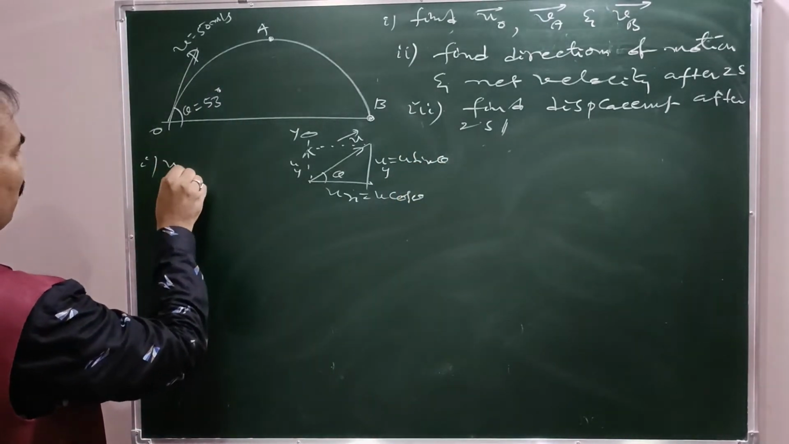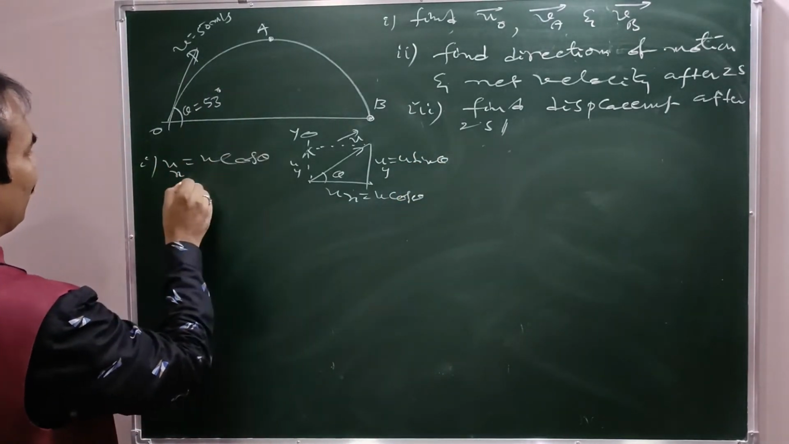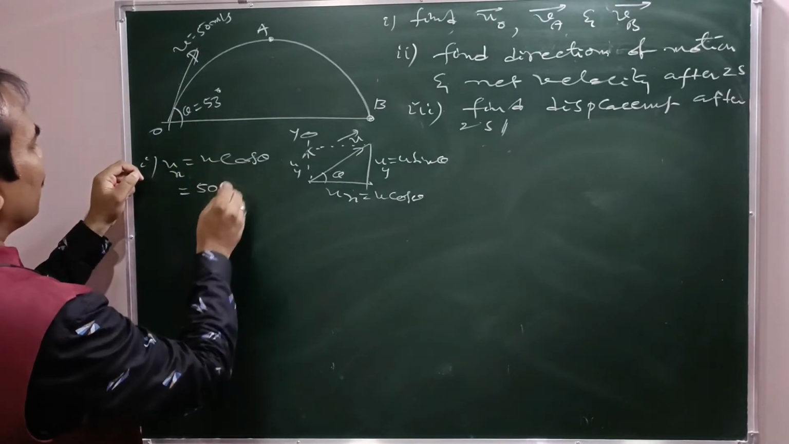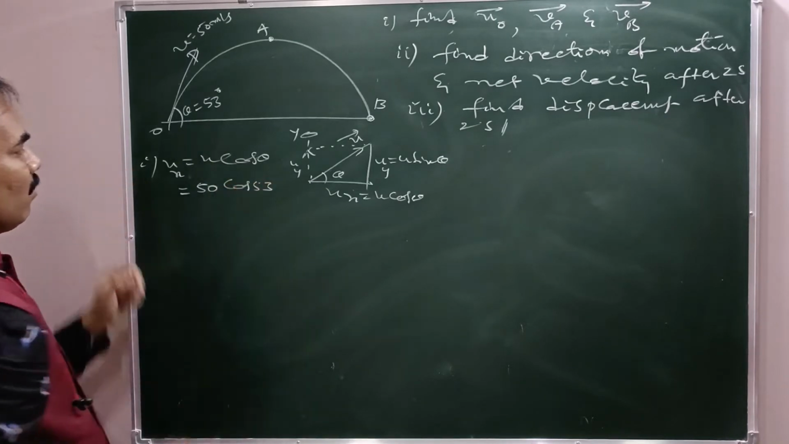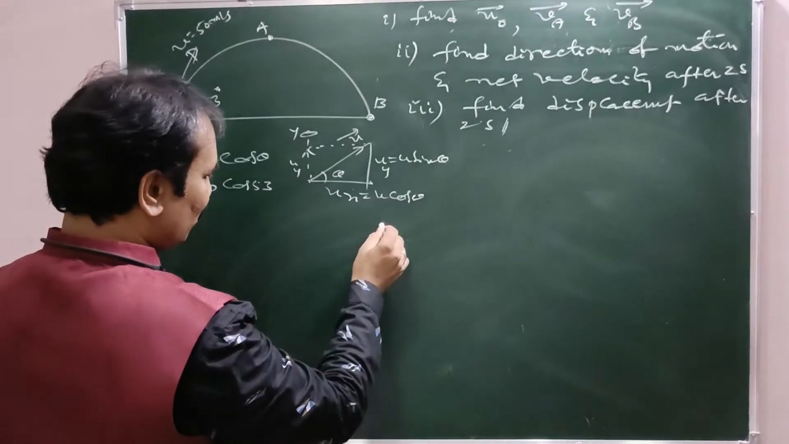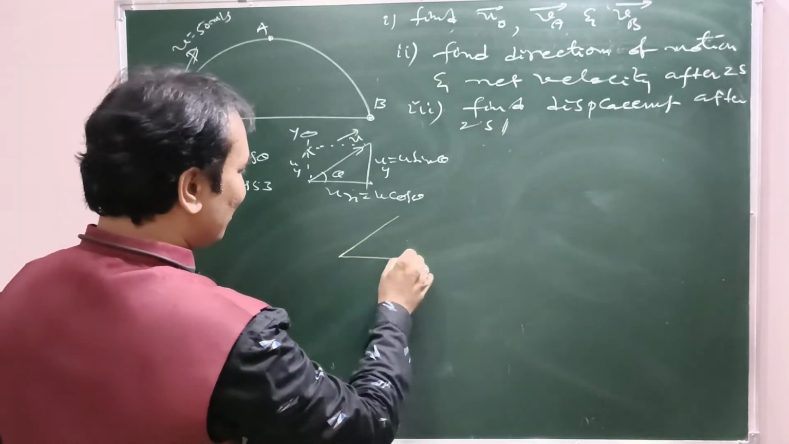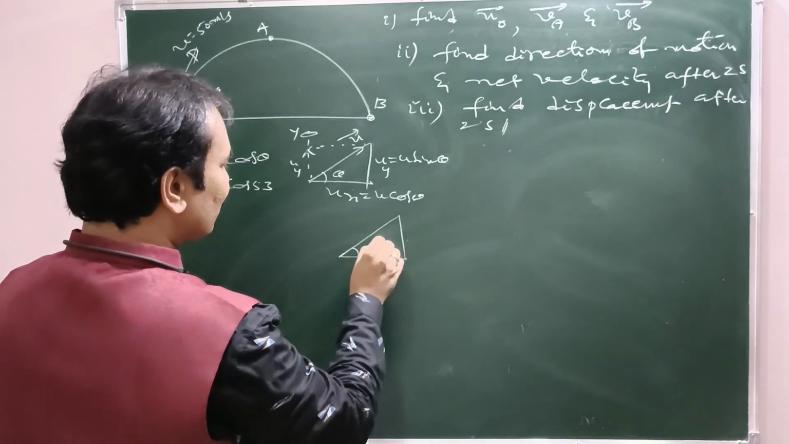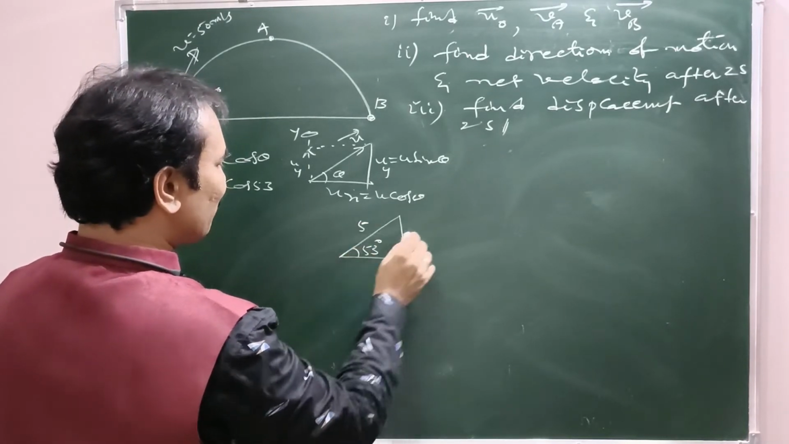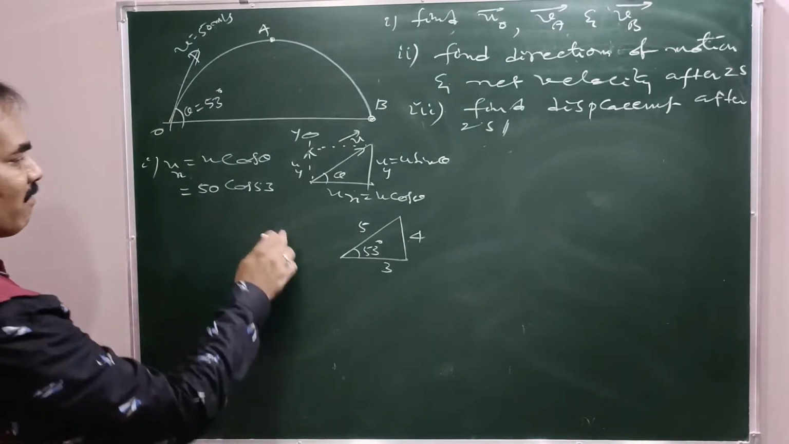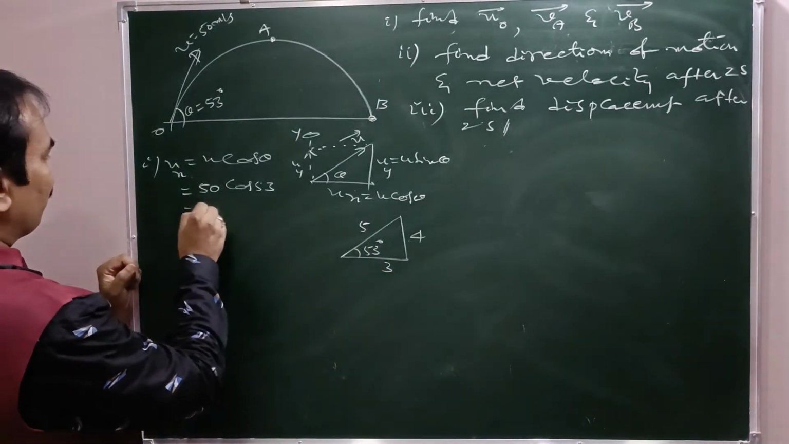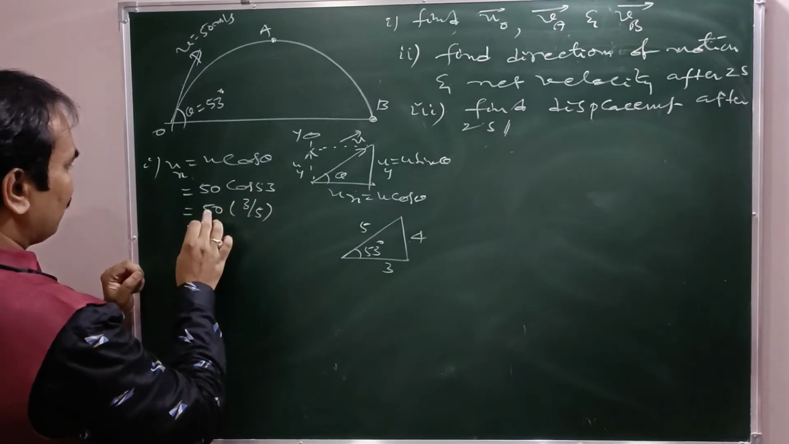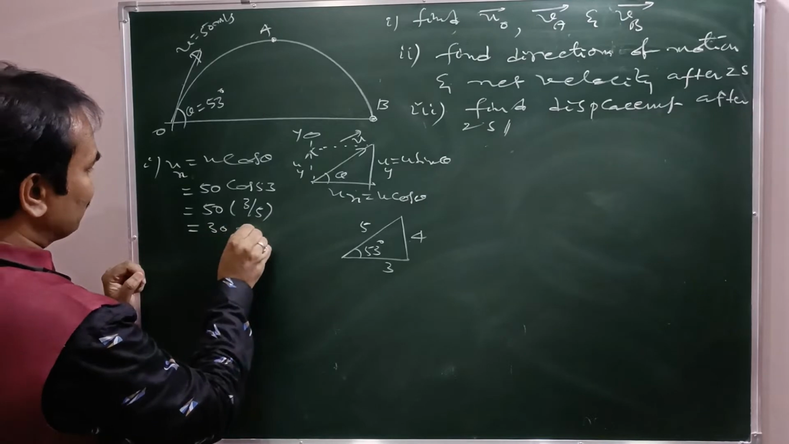So ux equals u cos theta, where u is 50 and theta is 53. What is the value of cos 53? We have a basic right angle triangle with 53 degrees: cos 53 is 3 by 5, sin 53 is 4 by 5. So cos 53 is 3 by 5, that is 50 into 3 by 5. 5 times 10 is 30 meters per second.